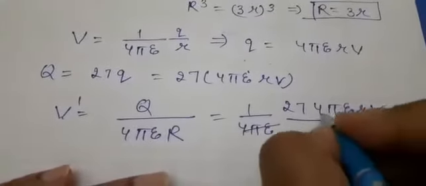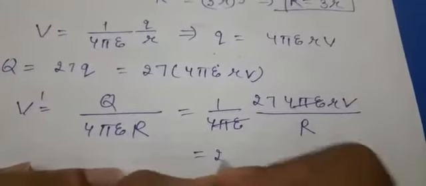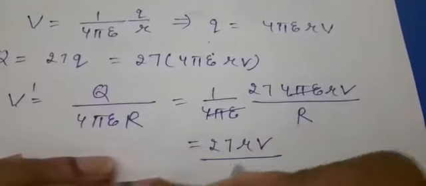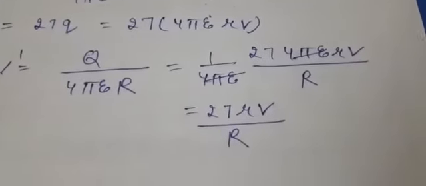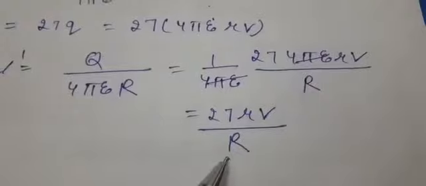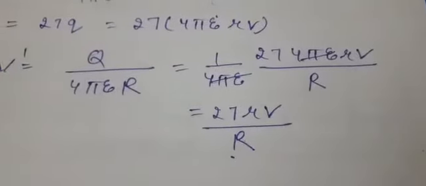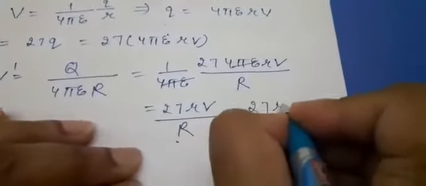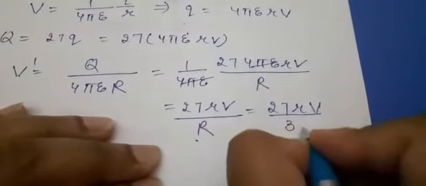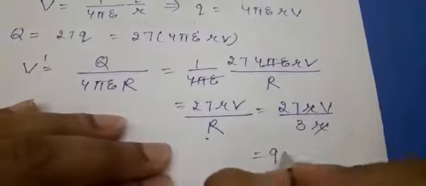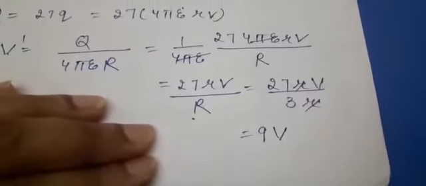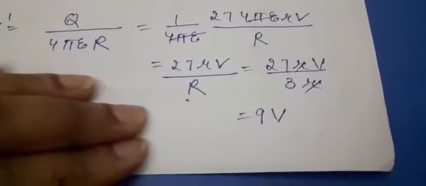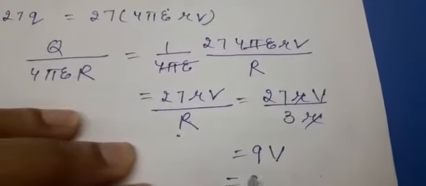So cancelling the common factors, this will come out to be 27 RV upon capital R. But something is left here, capital R. Yes, this is capital R, this is small r. So what we will do here, we will just put the value of capital R equal to 3R. So you will substitute here. This will be 27 RV upon 3R. So it is 9V. Now potential of each drop was given to be 220.